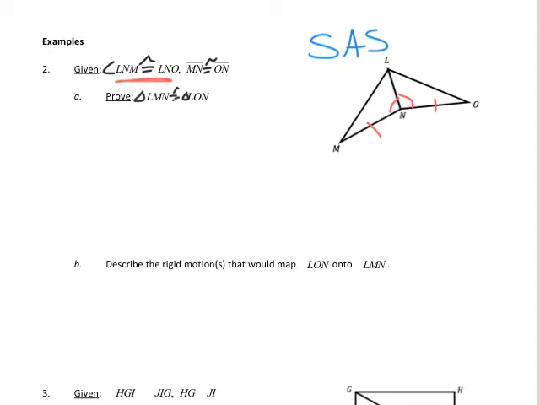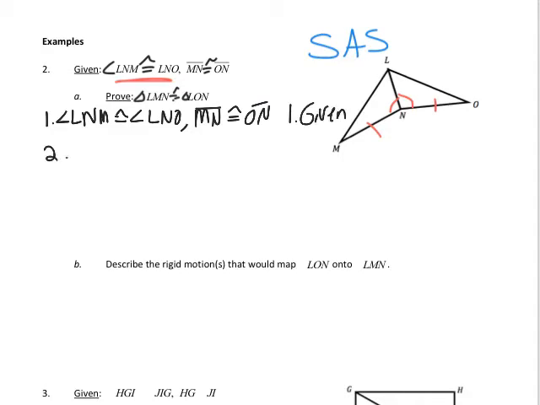So here's how we write a proof. We always repeat our given. Angle LNM is congruent to angle LNO, and MN is congruent to ON. That's what I'm given. All right, well, I just showed you a property before that says a segment is congruent to itself. So I can say LN is congruent to LN. And that was the reflexive property. So there's the reflexive property. That's enough to say that the triangles are congruent.